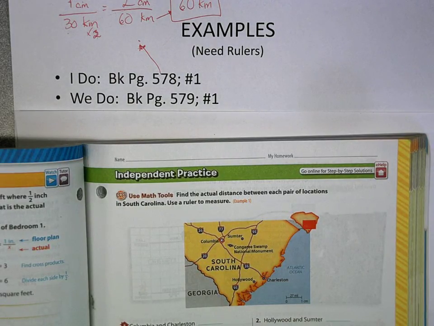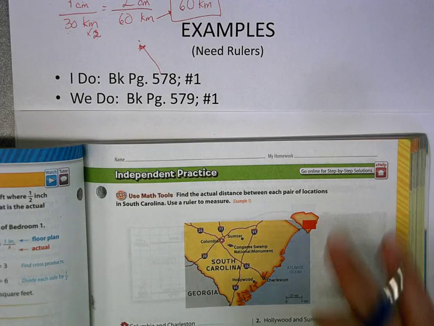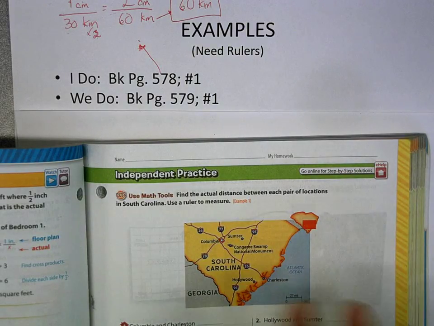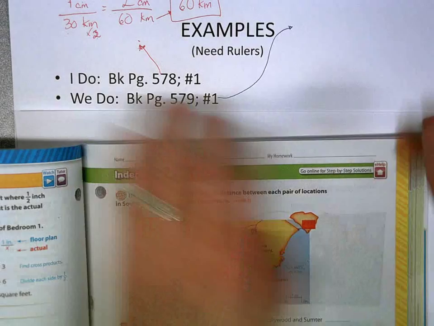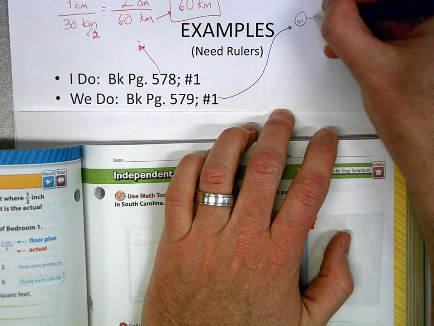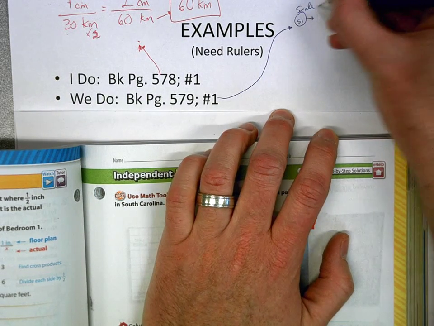Now, really quickly, I do want to say that this is not a nice, pretty drawing that is made. This is a scaled down version of the actual state of South Carolina with the actual cities. Okay, this is a map. All right. Now, before we begin, let's go ahead and do step 1 since that's the easiest. We need to go ahead and put our scale down in ratio form.